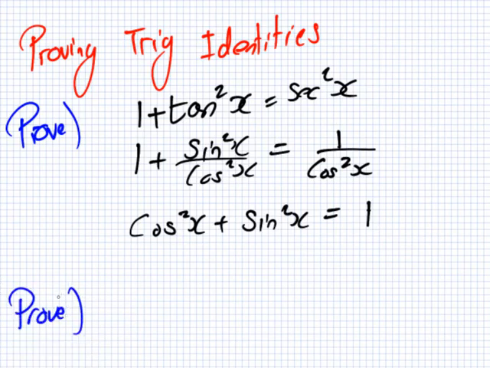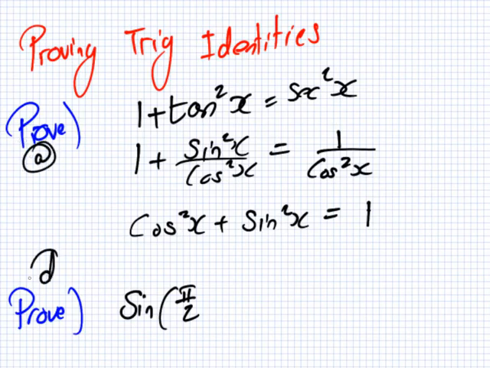Okay. Let's say I had something like this. Prove that sine of pi over 2 minus x equals cos x.